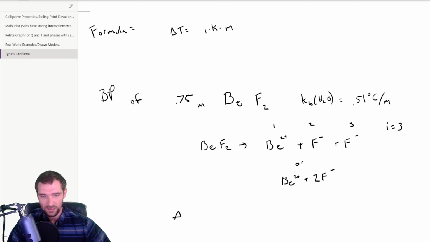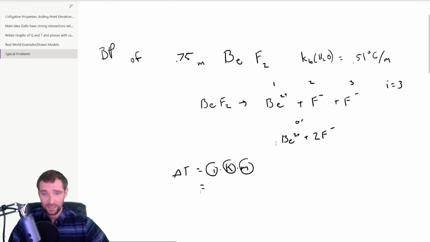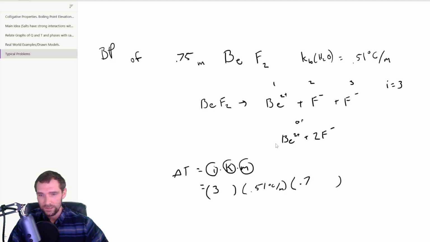So if we're looking at change in T, it's equal to i, K, and then m. We have i, we have K, and we have m, so we should be able to find that change in T. Okay, so we've got 3, and it's kind of weird, the units on these, but then we've got 0.51 degrees Celsius per molal, and then this is going to be the concentration in molality, 0.75.